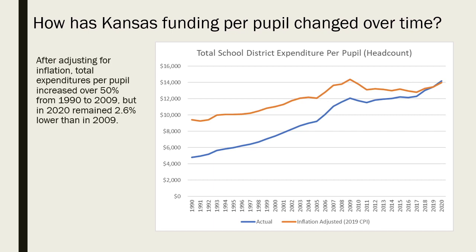After adjusting for inflation, total expenditures per pupil increased over 50% from 1990 to 2009. But at that point they were reduced, leveled off, and have only begun to come back lately. In 2020, total funding per pupil adjusted for inflation remained 2.6% lower than in 2009.